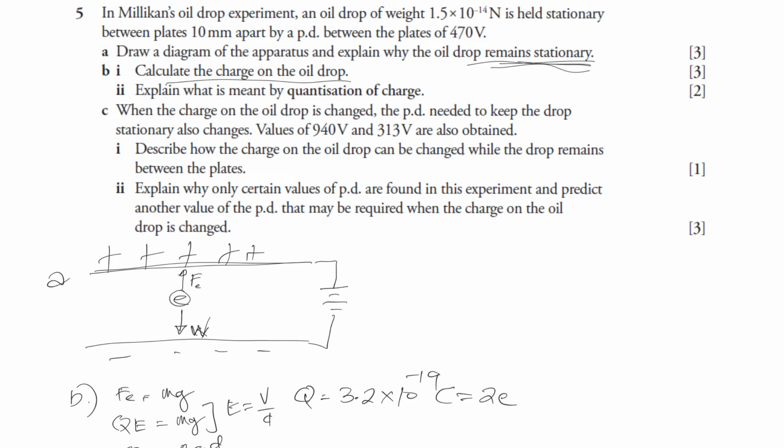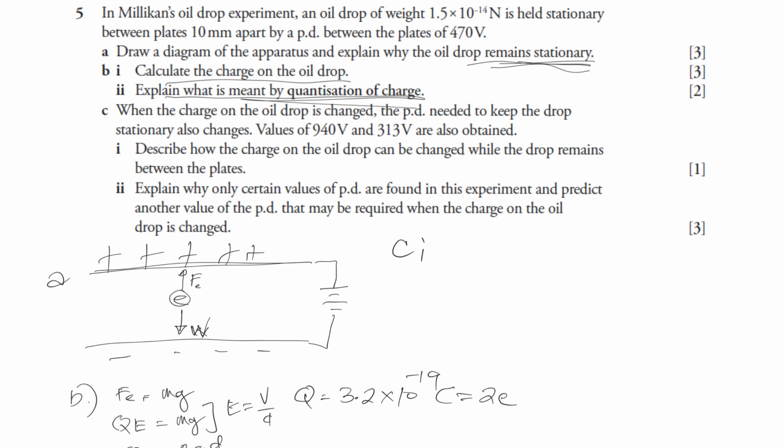Now let's go to the letter B II. Explain what is meant by quantization. So I'll explain. First answer, because you need 2 marks here. Charges or charge exist in multiples. The smallest multiple of charge is the charge of electron. That's it. That is quantization of charge. Let's go to C. C I.